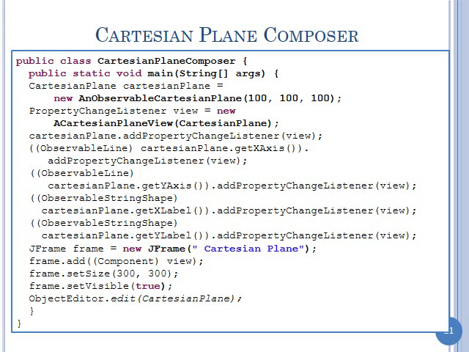And this is my composer. And my composer is now adding my view, which is now a Cartesian plane view. That's my component, and I'm putting the view into the frame. That's what you're doing. So you take your view and put it as a component into the frame, and that's how you compose the UI. Okay, so that's your complete UI code.